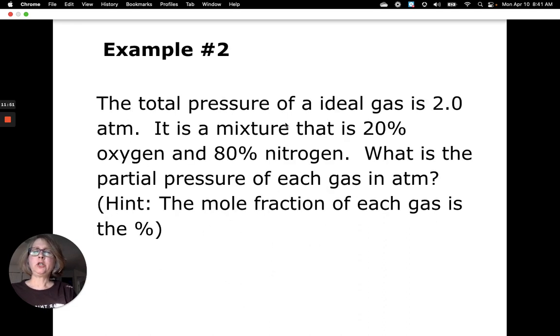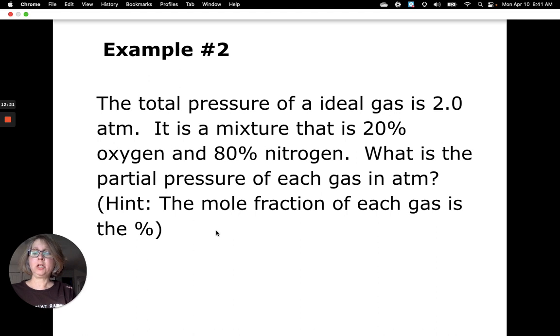So the total pressure of an ideal gas is 2 atmospheres. It is a mixture that contains 20% oxygen and 80% nitrogen. So the mole fraction, or the percentage of the gas that's oxygen, is 20%, and of nitrogen is 80%. Now think about this. This is just air. This might be something in a balloon, okay? It's just air. So we want to know the partial pressure of each gas in this container. Now hint, the mole fraction of each gas is just the percentage.